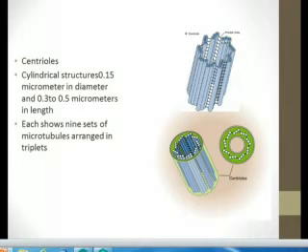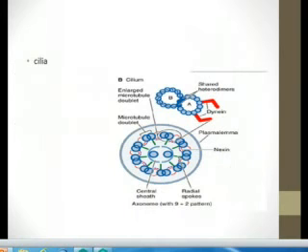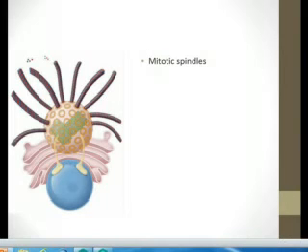And this centriole is present within the centrosomes. Two centrioles are present at right angles to each other to give us the centrosome. Along with these centrioles, the centrosome also carries the granular extracellular matrix, carrying a rich amount of the proteins which are required for the formation of the microtubules or the mitotic spindles.